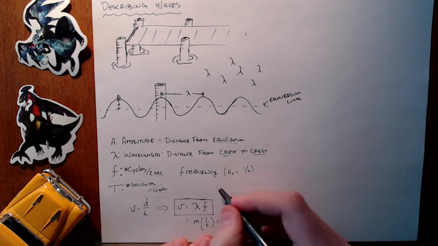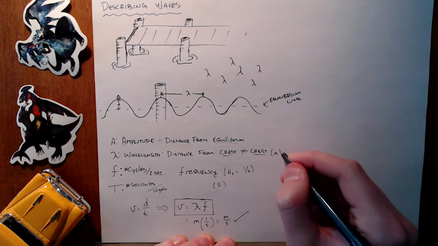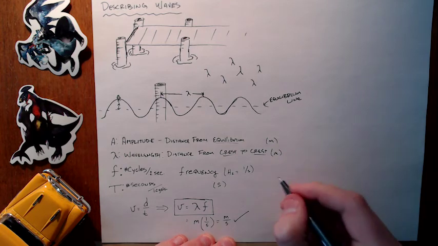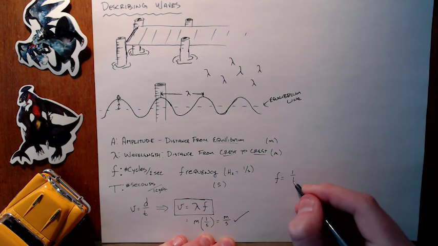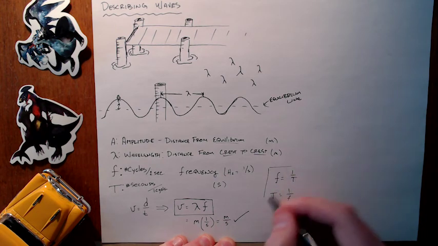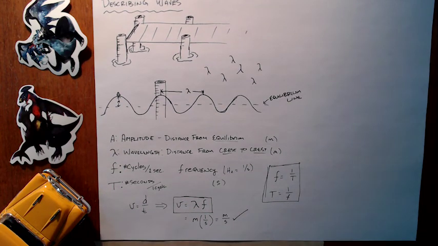Let's talk units briefly here too. Remember that period is measured in seconds, wavelength in meters, and amplitude also in meters. Also remember that frequency is 1 over period, and period is 1 over frequency. These are the wave equations that we will be using over the next week.